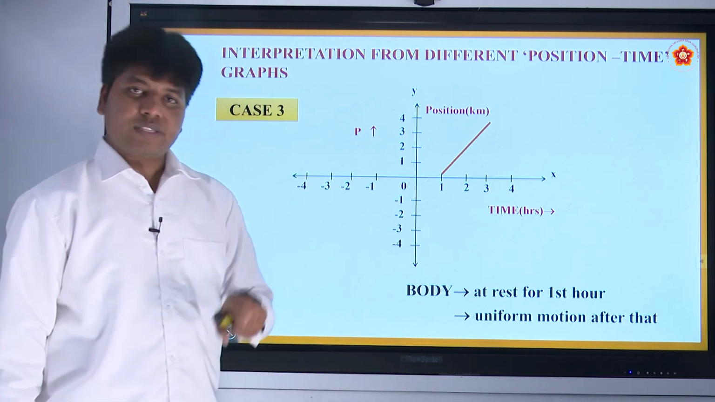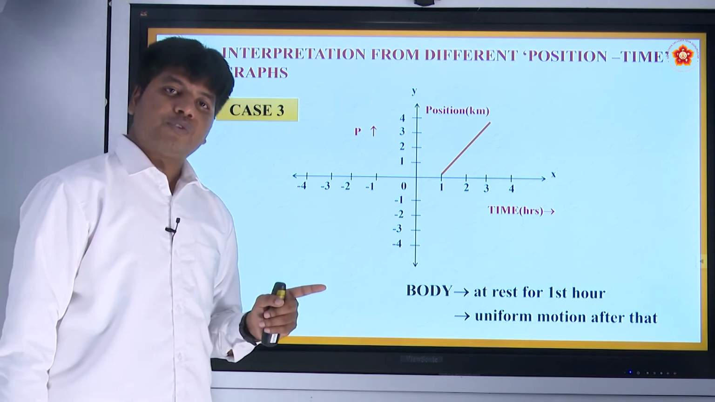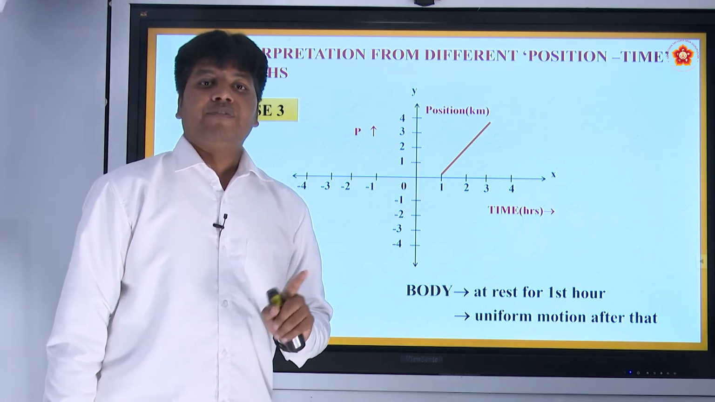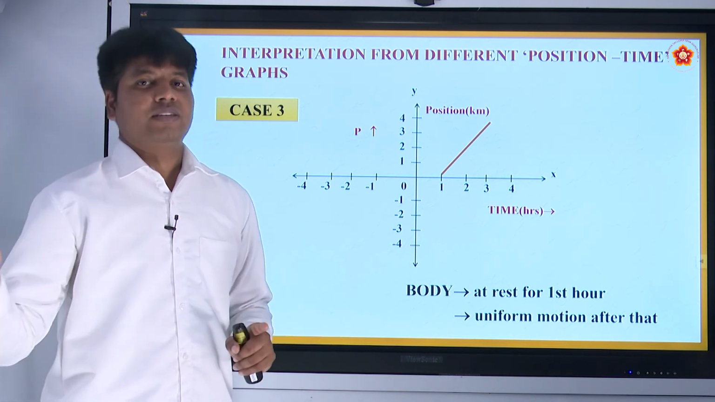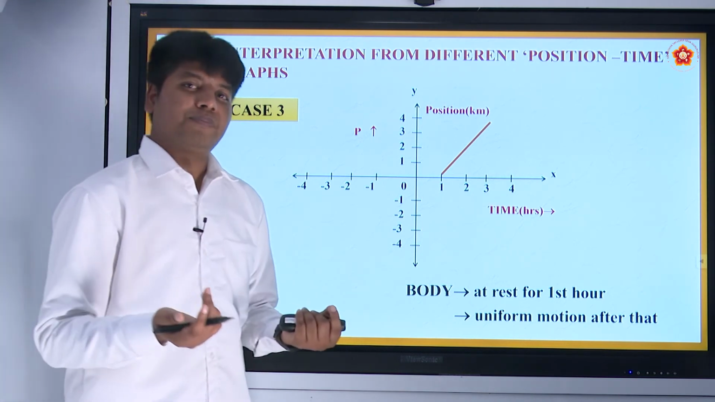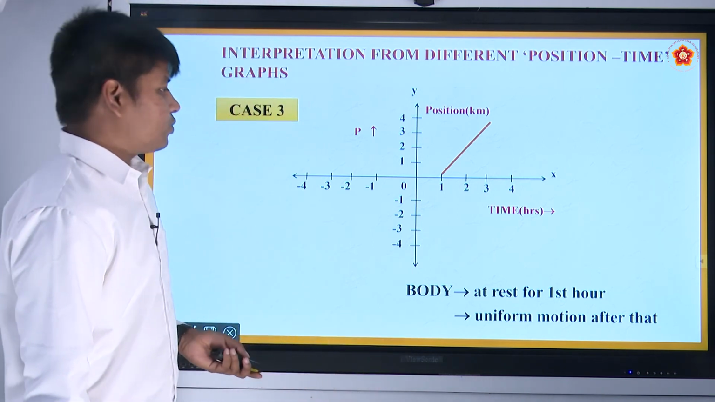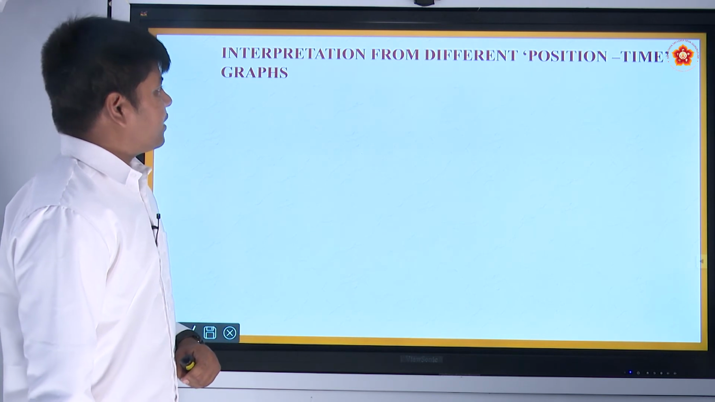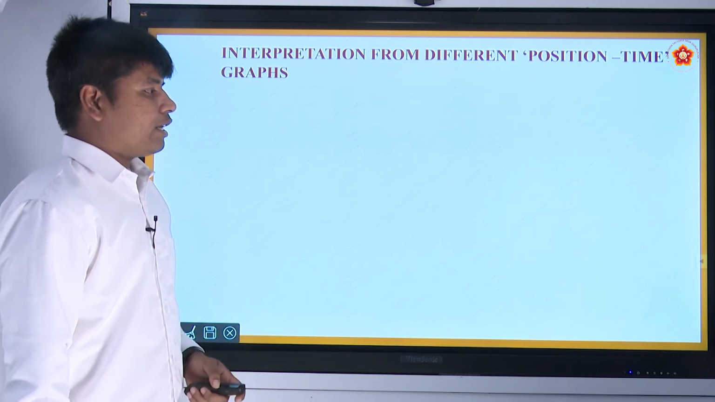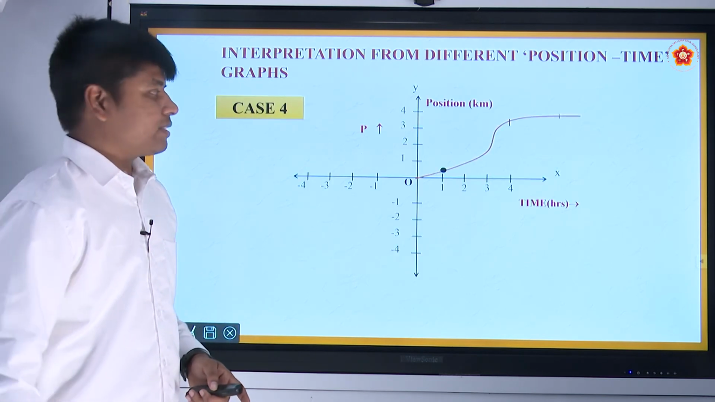In uniform motion, you have a constant velocity. In non-uniform motion, you will have a variable velocity. The velocity will not be constant, it will keep on changing. It will slow down or speed up. So this is what we have. Now one more interpretation, case 4, which I have discussed now.